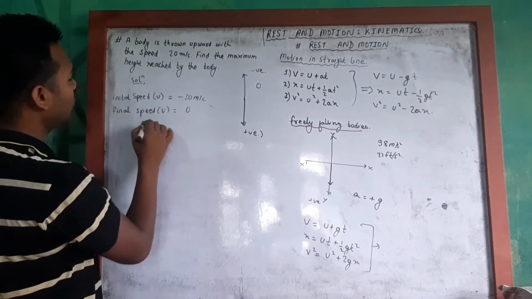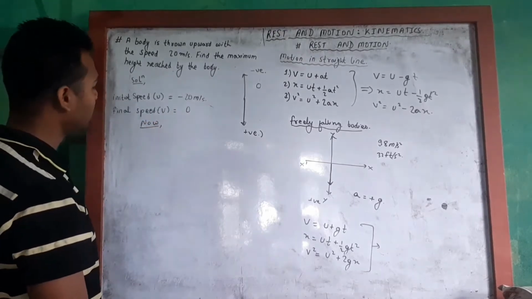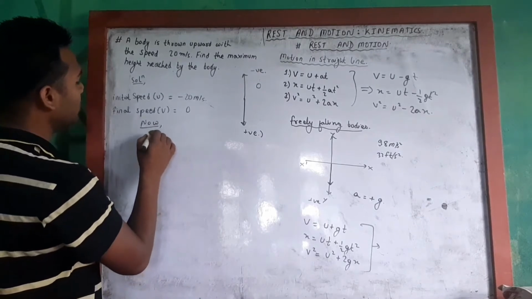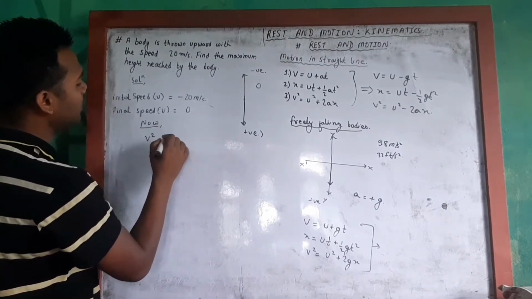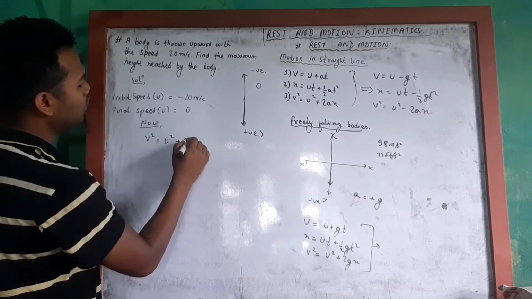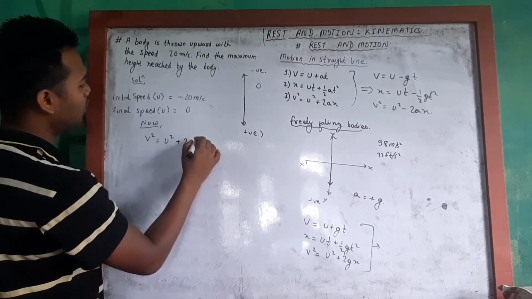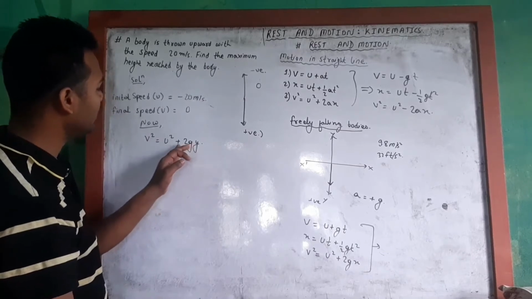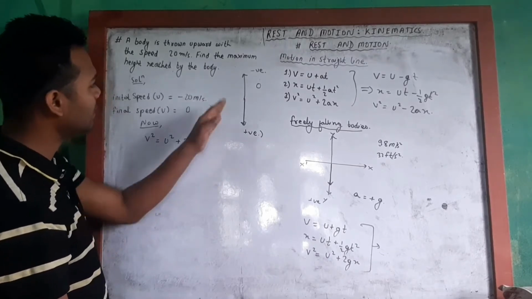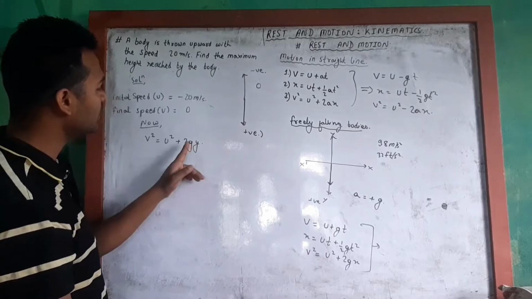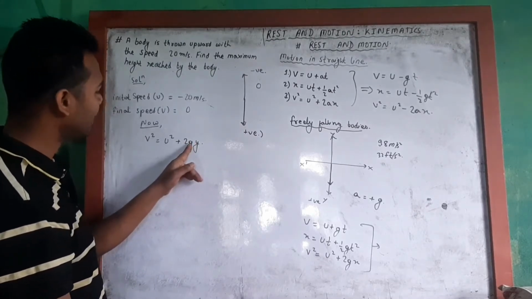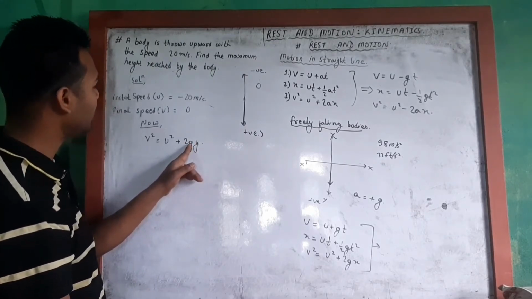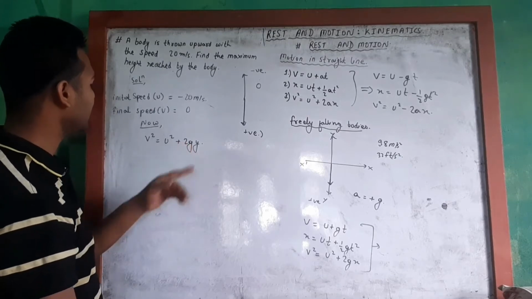Now we have to find the maximum height reached by the body, and now we have the equation v square is equal to u square plus 2gy. Why have I taken the positive sign here? Because the acceleration is directly downward, which has the positive sign. That's why I have taken the positive sign here.